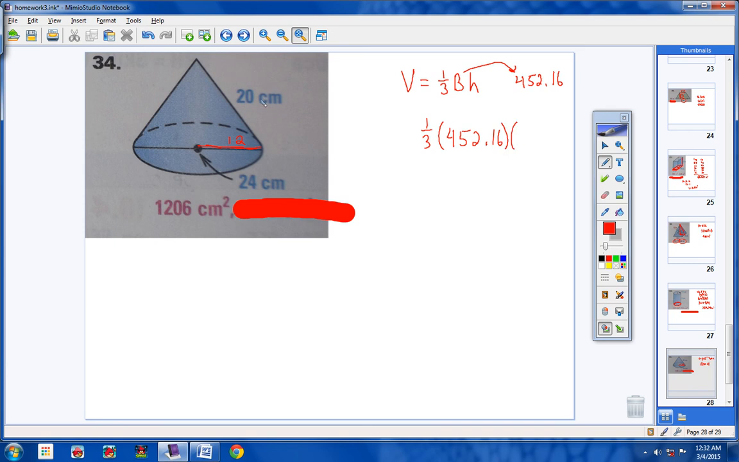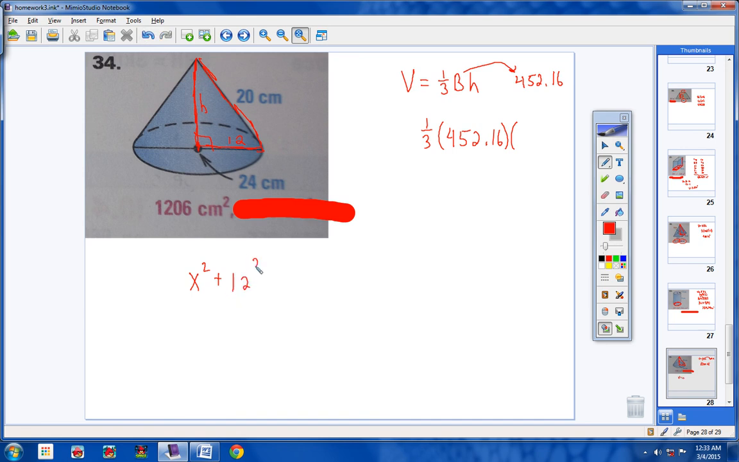You might say, yes, we do. It's 20. No, that's the slant height. We've got to find the height that goes right down through the middle of this cone. So what I see is a right triangle right here. Okay? So I know my leg is 12. My hypotenuse is 20. So I'm missing a leg. That's the height. I'm missing that. So I have leg squared plus leg squared equals hypotenuse squared. Alright? So, actually it'd be 12 squared, not 24 squared, because from here to here is 12.